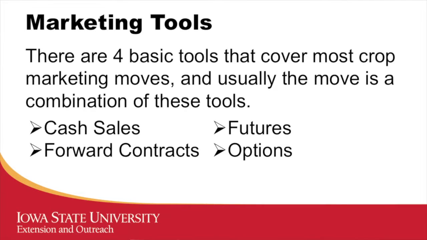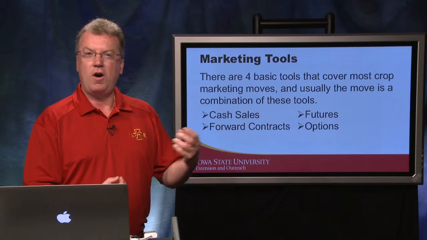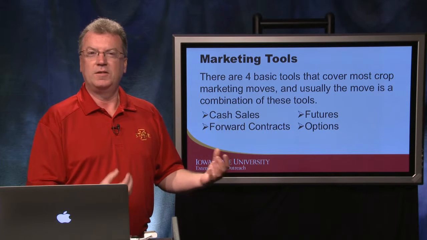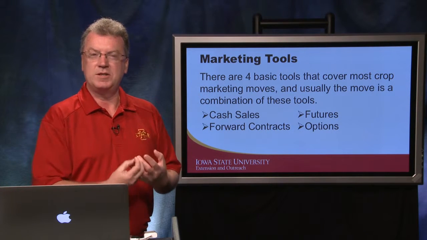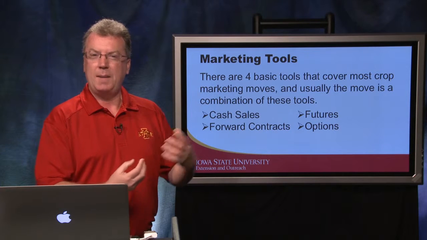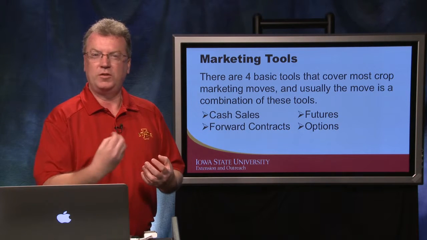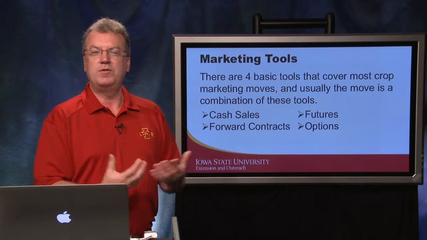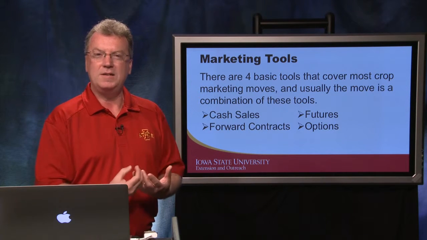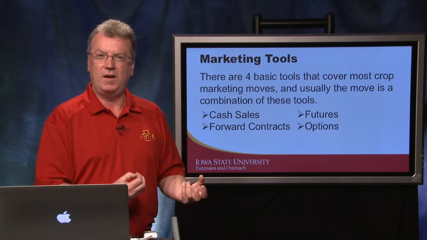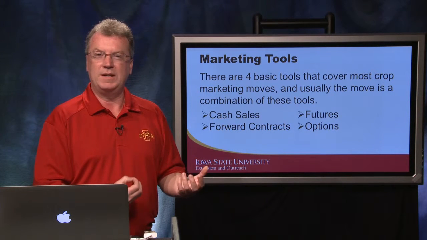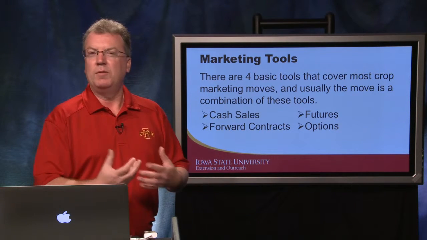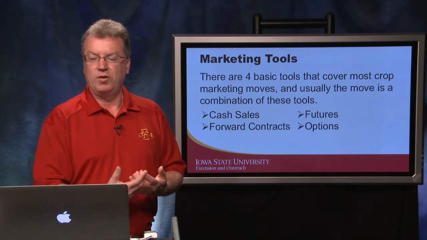And then the fourth tool that we talk about is commodity options. What options are is options on the futures. And so in this case, when we trade an options contract, we're not trading an option on corn or an option on soybeans, but we're trading an option on corn futures. An options contract is the right to either buy or sell a commodity futures at a given point in time for a given price. And we'll talk about these more in detail in further videos.